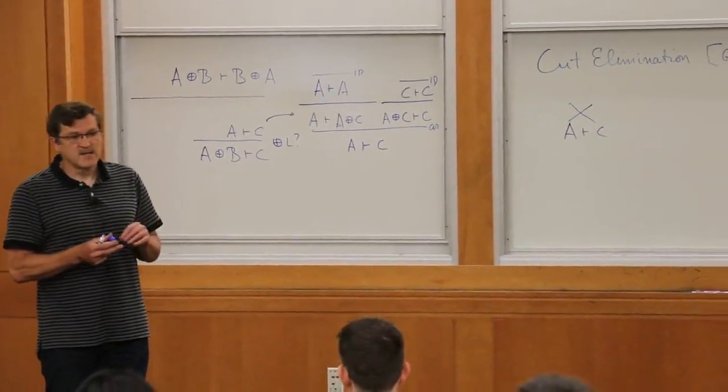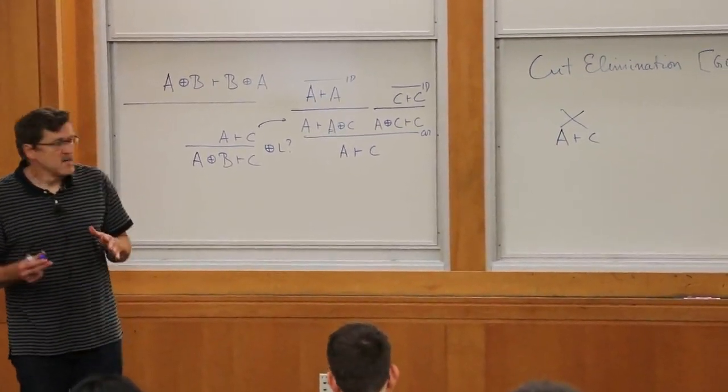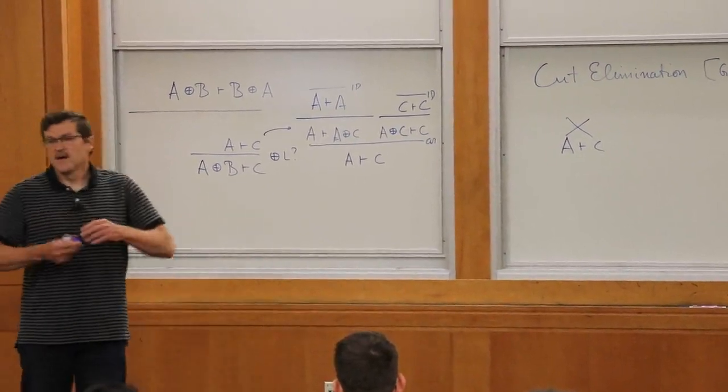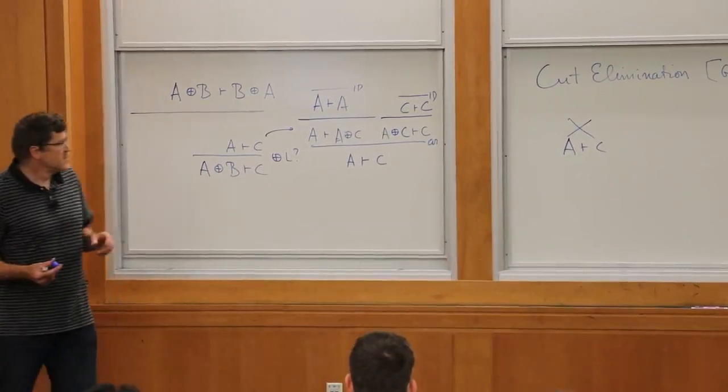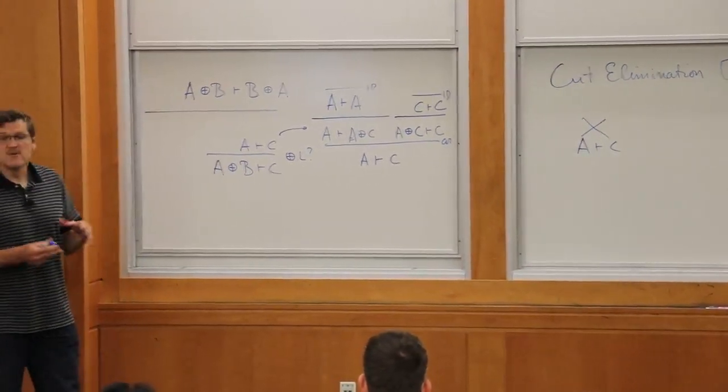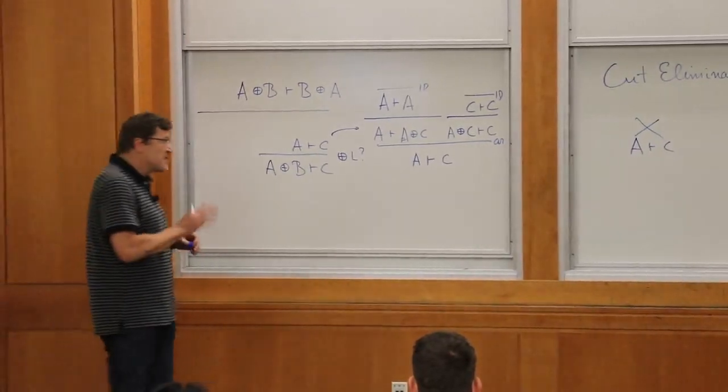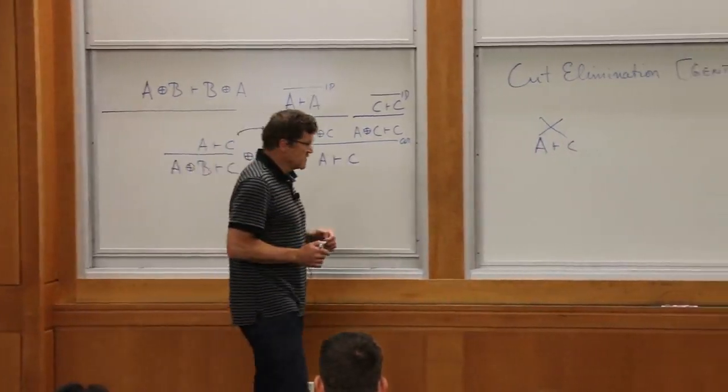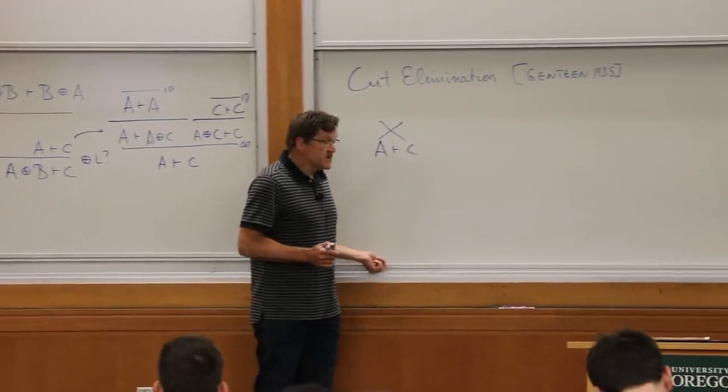Now, usually it's formulated to say we cannot prove a contradiction, but since we don't have falsehood here, I'm just saying that we cannot prove everything. That's a very weak statement about the logic, but it's actually still useful to know, right?